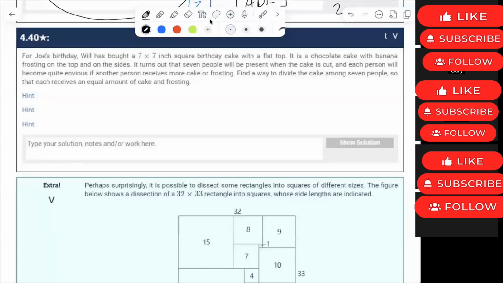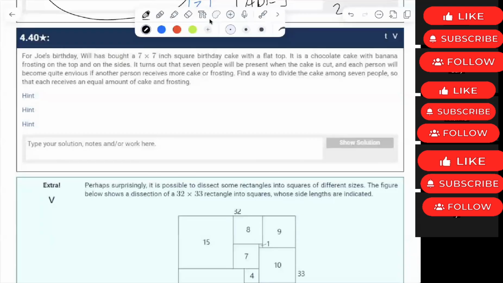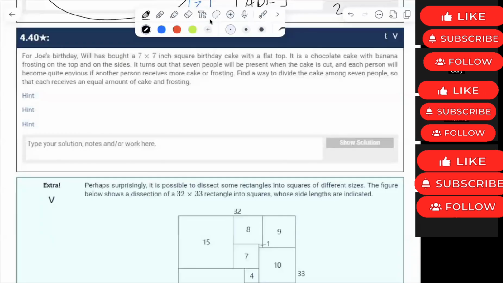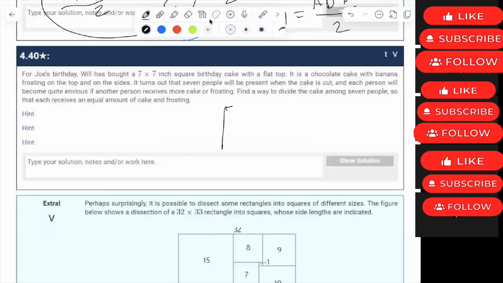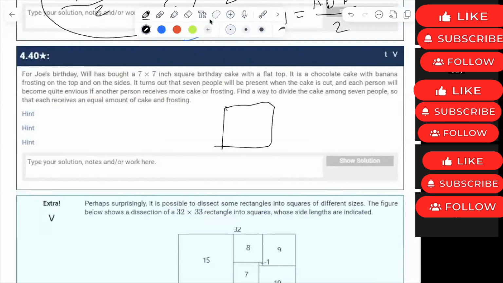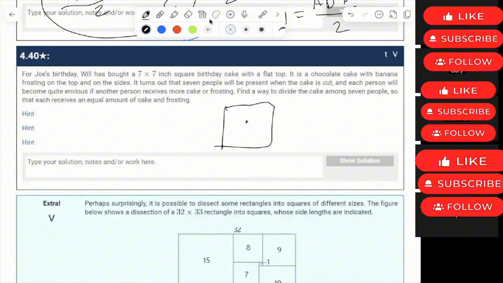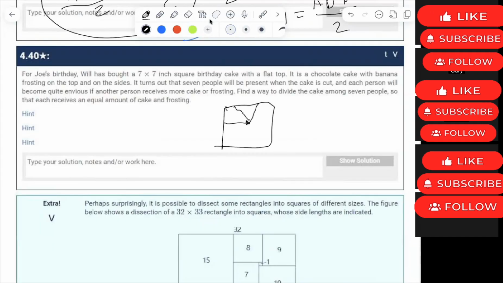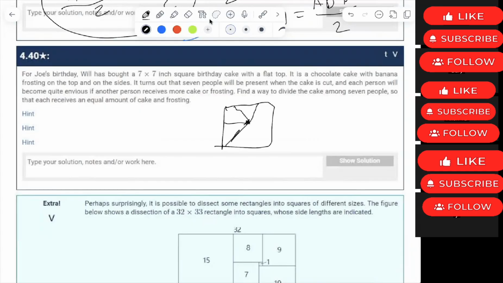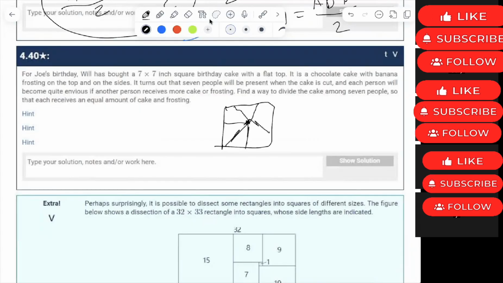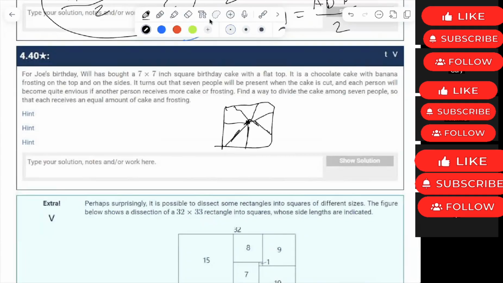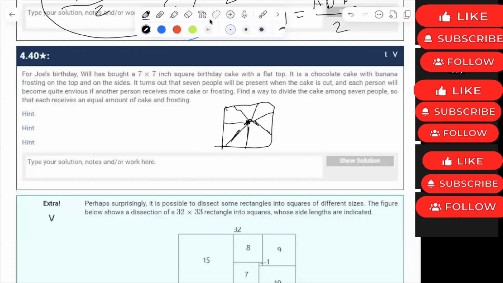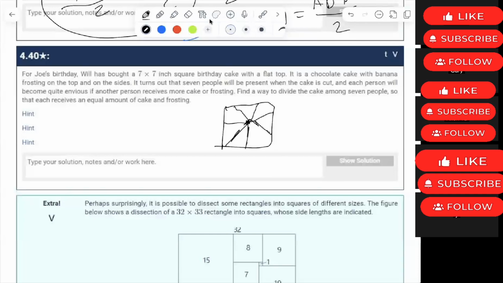Let's get started with this question. So it actually is possible. So now, how would you do it? Well, I don't have the diagram, but there's actually one way. You can actually cut the thing somewhat like this, I believe. I know it's weird, but these will have seven same areas, equal amount of cake and frosting, and I believe the point is in the very center.